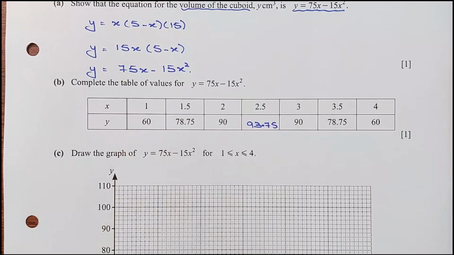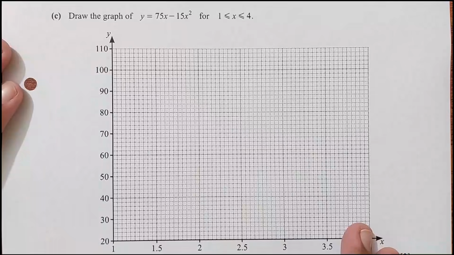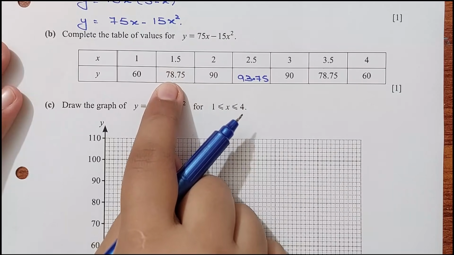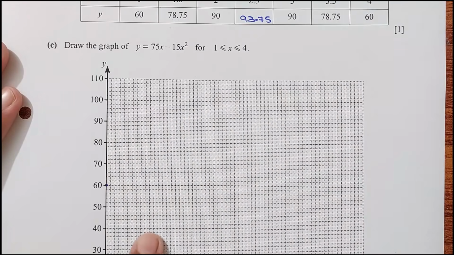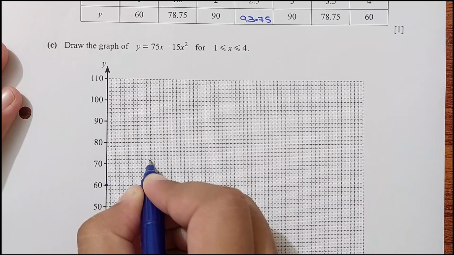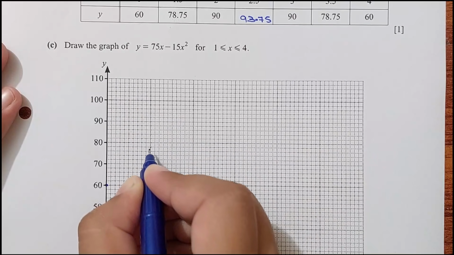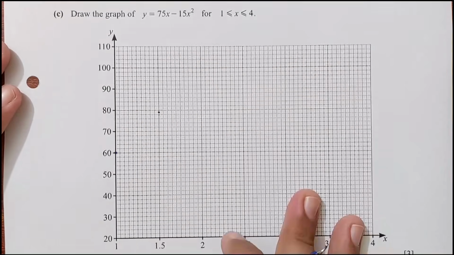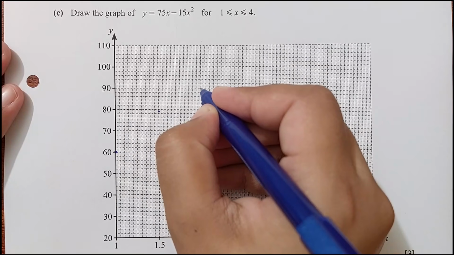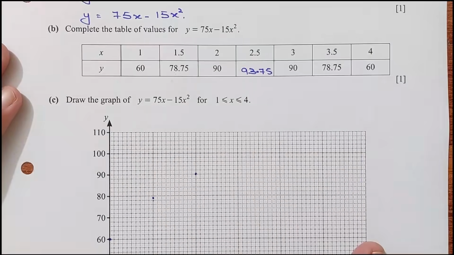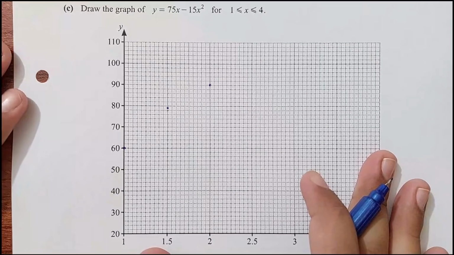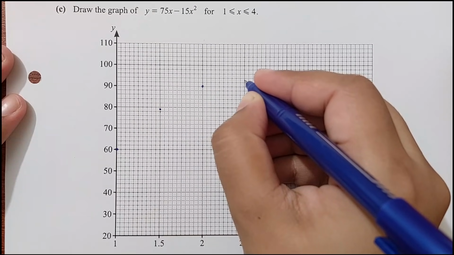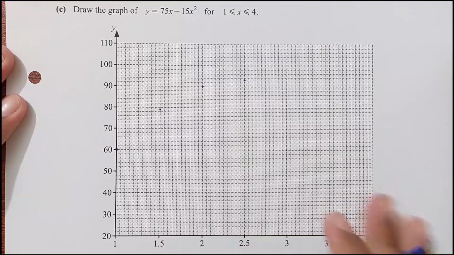Alright. So when x is 1, y value is 60. Let me draw here. X is 1 here, y is 60, this point. The next is 1.5, 78.75. 1.5, this is 70, this is 72, 74, 76, this is 78. And 78.75 is closer to 80. Right. At 2 it is 90. So 2, this is 90. All right. And at 2.5, 93.75. 2.5, 90, 92, this is 93 and closer to 94 is 93.75.